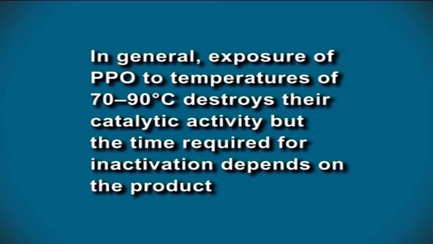Blanching. It is the most common method used to inactivate vegetable enzymes. It causes denaturation and therefore inactivation of the enzymes. In general, exposure of PPO to temperatures of 70 to 90 degrees Celsius destroys their catalytic activity, but the time required for inactivation depends on the product.